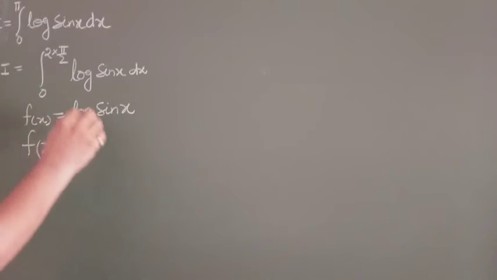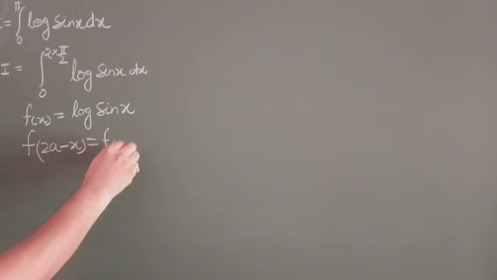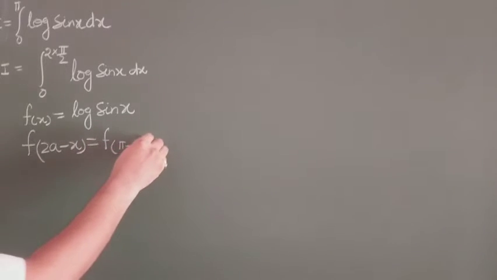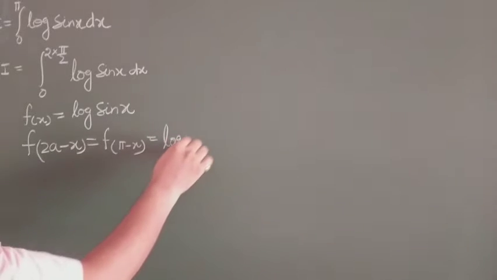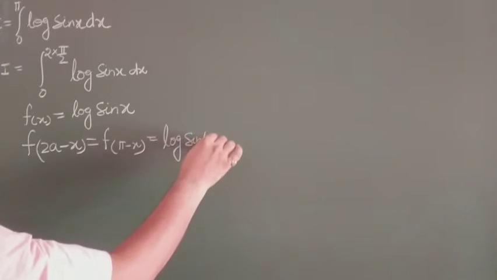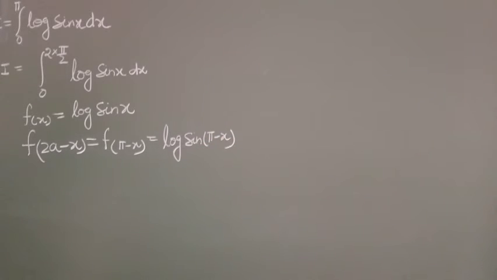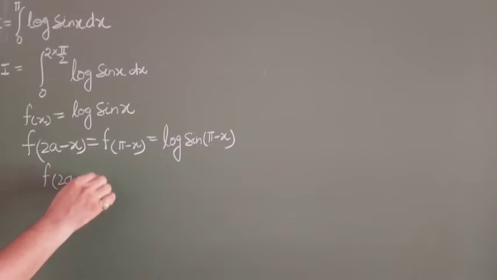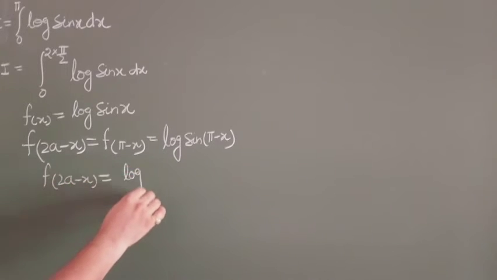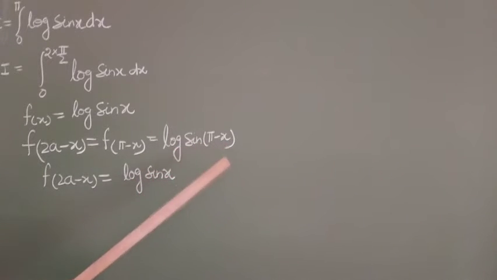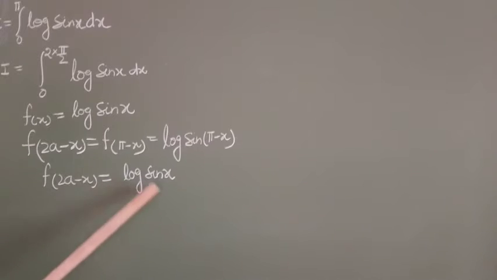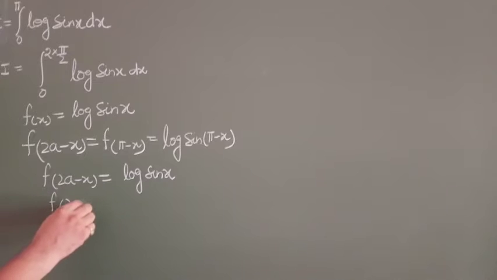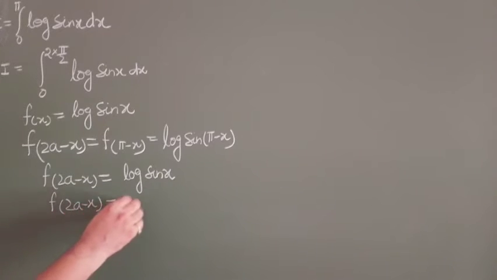Okay, 2a value is pi. So f(pi minus x), when we put it in place of x, will be log sin(pi minus x). So f(2a minus x) equals log sin x, because sin(180 minus theta) is sin theta. Okay, it means f(2a minus x) equals f(x).